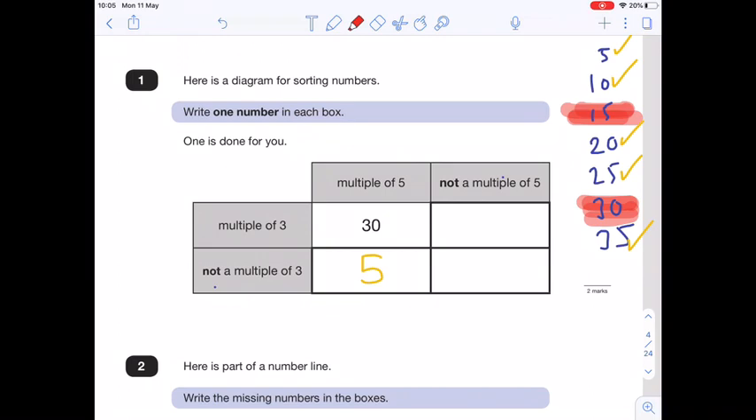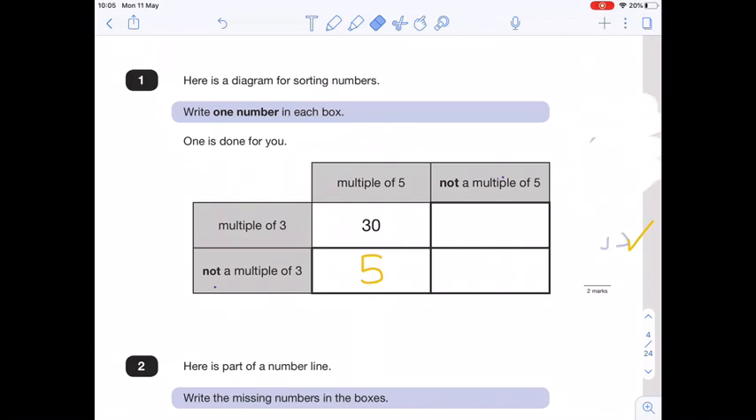Okay, if we look at this one, not a multiple of 5, but it is a multiple of 3. So let's write down those numbers where it's a multiple of 3 but not a multiple of 5. So we write down 3, 6, 9, 12, 15, 18, 21. I don't need to go any further.